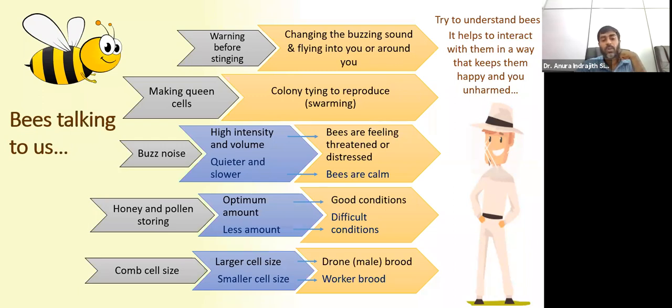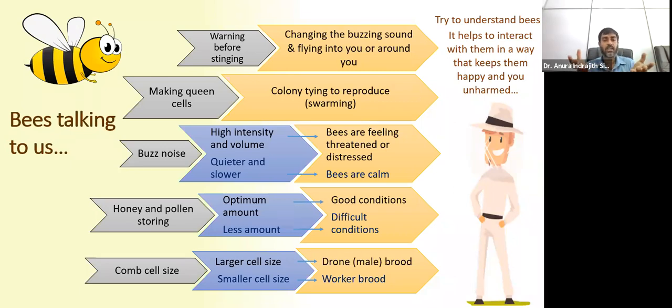Now, bees talking to us. So far we have talked about how bees talk to each other. They physically communicate with each other, and they chemically communicate with each other. Therefore, there's very good coherence, very good coordination, and very good integration among the members of the bee colony.